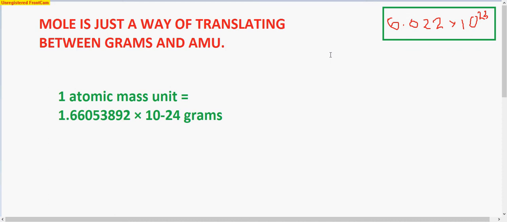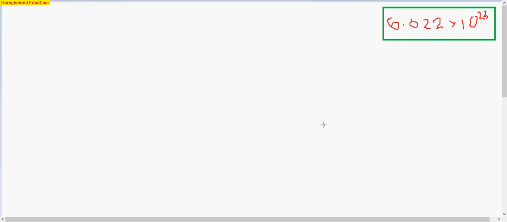Now mole is just a method for translating between them. I hope you have got an idea of what mole is. Saying 1 mole is 6.022 × 10^23 particles is somewhat similar to saying that 1 dozen is equal to 12. For example, 1 dozen eggs is equal to 12 eggs. Somewhat similar.